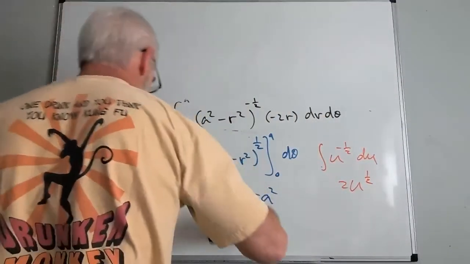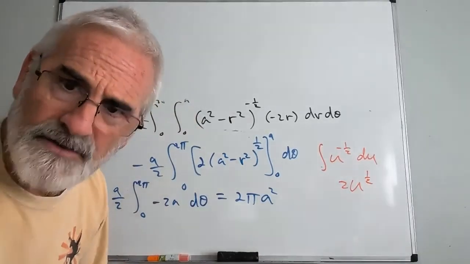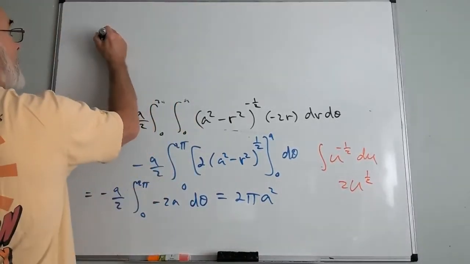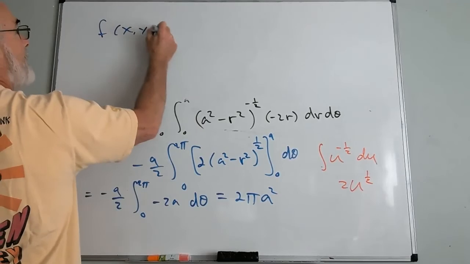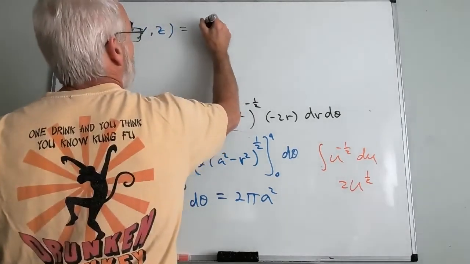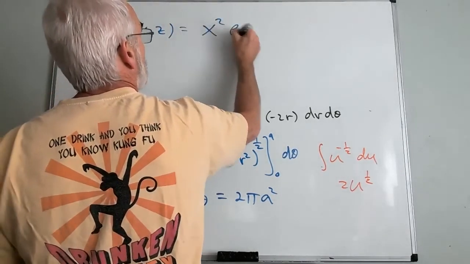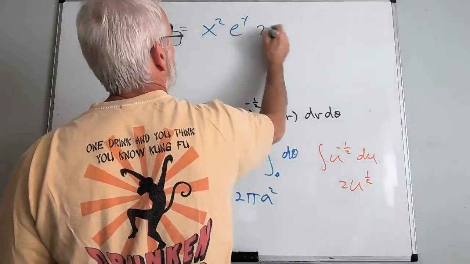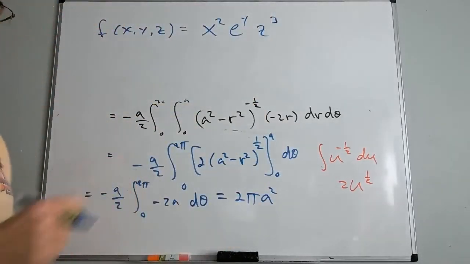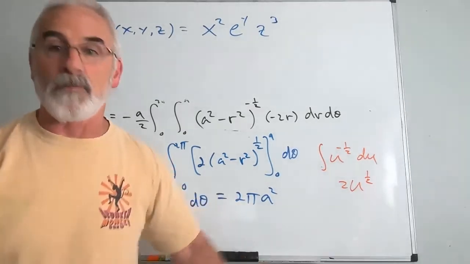I'm going to give you a function. And I did this on the practice test. I'm going to give you a simple function. Let's say f of x, y, z, and maybe it's, you know, x squared, e to the y, z. I don't know. Let's just keep it simple. I'm going to give you something like this. And now I'm going to ask you a million questions on it.